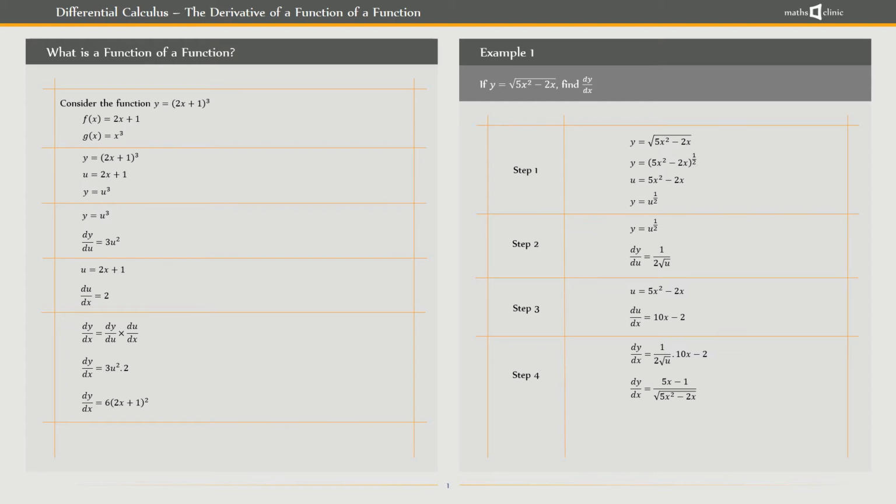And when we multiply all of that out and substitute u equals 5x squared minus 2x back into our answer, we have that dy/dx is (5x minus 1) over the root of 5x squared minus 2x. And it's actually very simple. You have your first function, your second function, you differentiate the first function, differentiate the second function, and you just multiply your results. That's it, nothing much to it. Let's do another example.